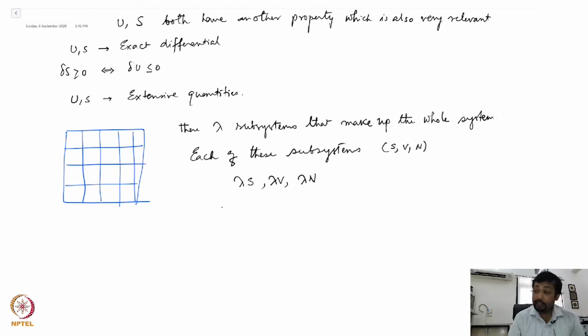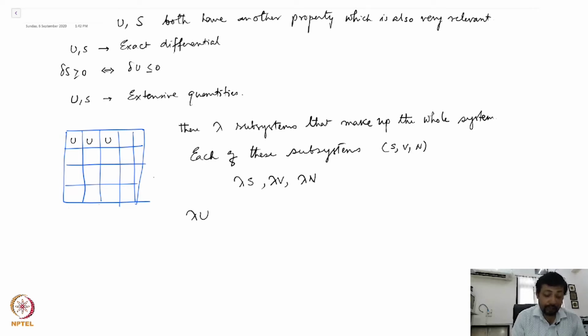But the extensivity property of U, what does it mean? That if this one has U, this one has U, this one has U, then the whole system should have the internal energy U. So let me repeat my argument again here if you have just missed it out.